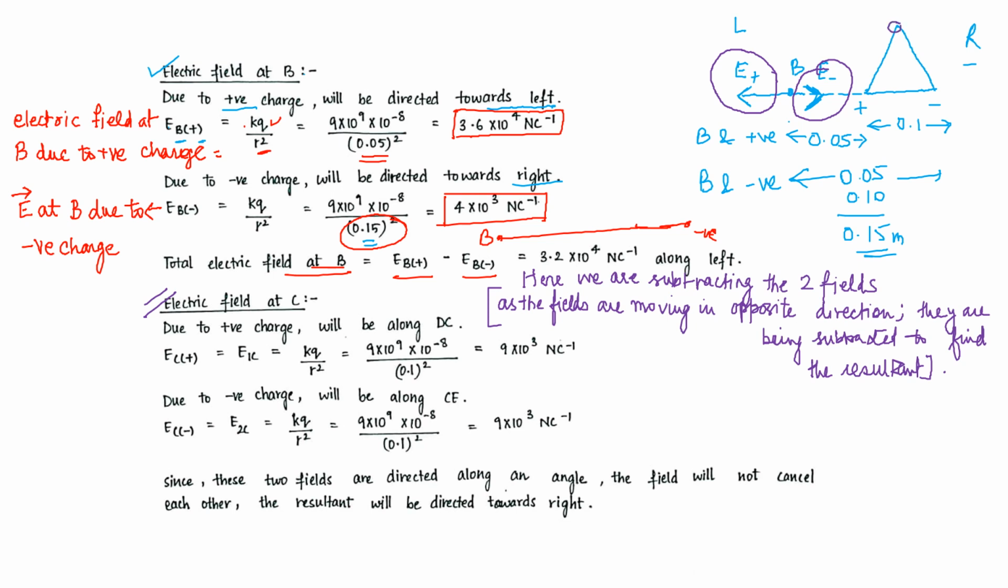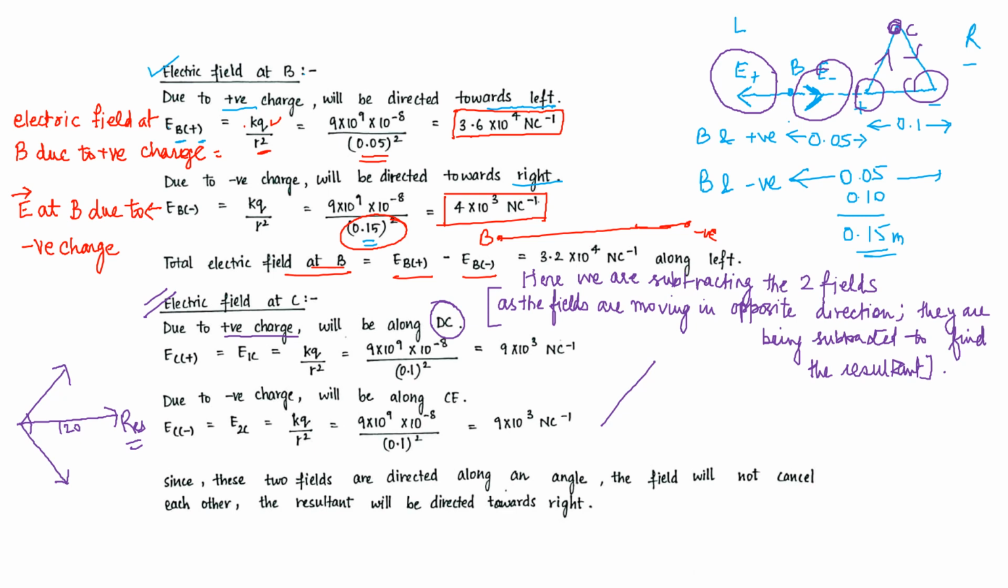Where was C? C was here. One field will come from positive charge, one field will be due to negative charge, which will go to the negative charge. For positive, away from charge, negative towards charge. Okay. So we will get a field like this and like this, making an angle of 120 degrees, and the resultant will be in between them. This is resultant. Okay. So due to positive charge, it will be along DC. Along DC implies this. Okay.